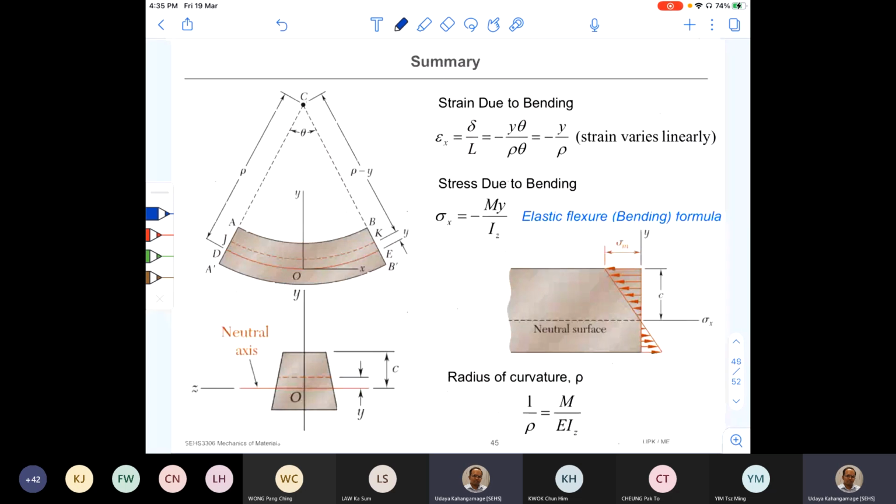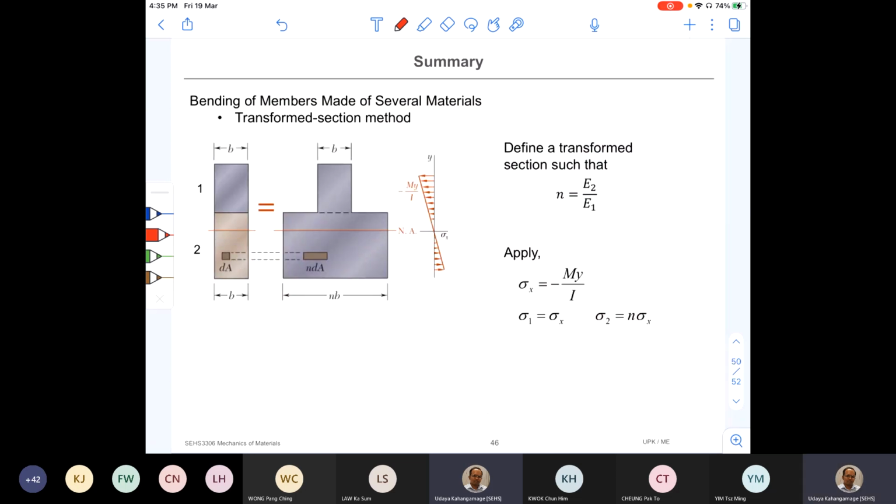Let me wrap up by showing you the summary of things that we have done so far under this topic. We learned about pure bending, and then we learned 2 very important equations. The first equation is the bending formula, sigma equals negative My over I, and then how to quantify the degree of deformation using radius of curvature. And next, we extended our understanding into solving two-material composite members.